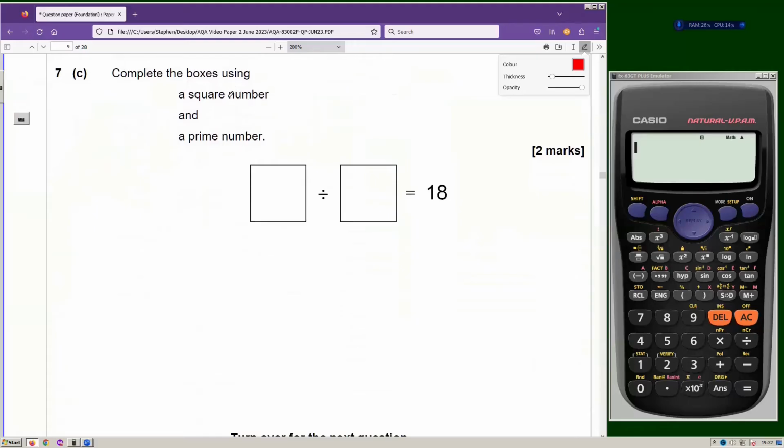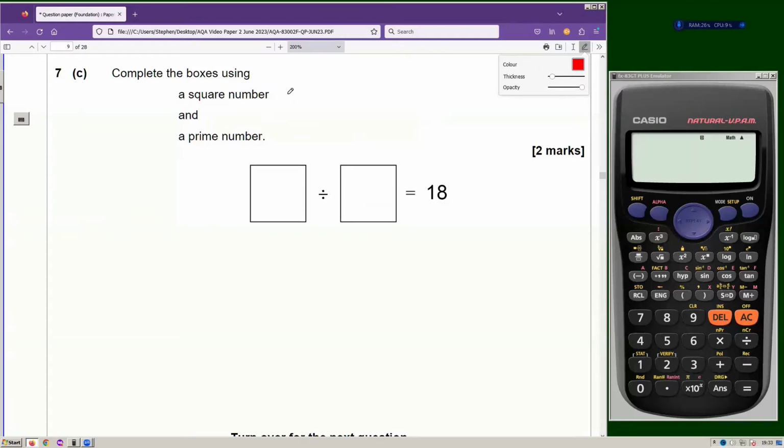Complete the boxes using a square number and a prime number. Something divided by something is going to make 18. A square number divided by a prime number. Well, I can see it's 36 divided by 2, because 2 is the prime number.